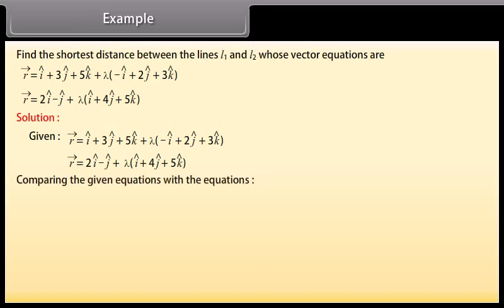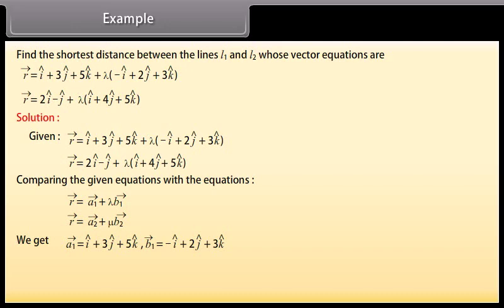Comparing the given equations with the equations vector r equals vector a1 plus lambda vector b1, vector r equals vector a2 plus mu vector b2, we get vector a1 equals i cap plus 3 j cap plus 5 k cap, vector b1 equals minus i cap plus 2 j cap plus 3 k cap, vector a2 equals 2 i cap minus j cap, vector b2 equals i cap plus 4 j cap plus 5 k cap. Vector a2 minus vector a1 equals i cap minus 4 j cap minus 5 k cap.